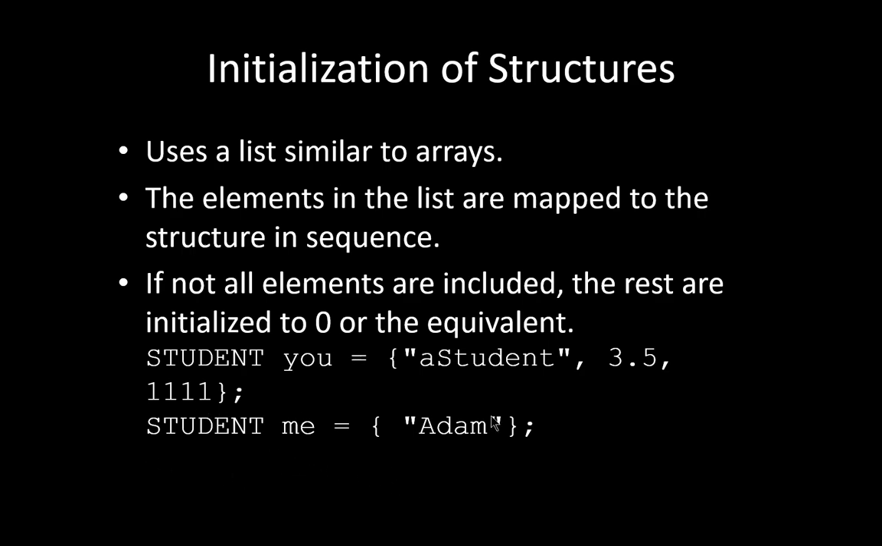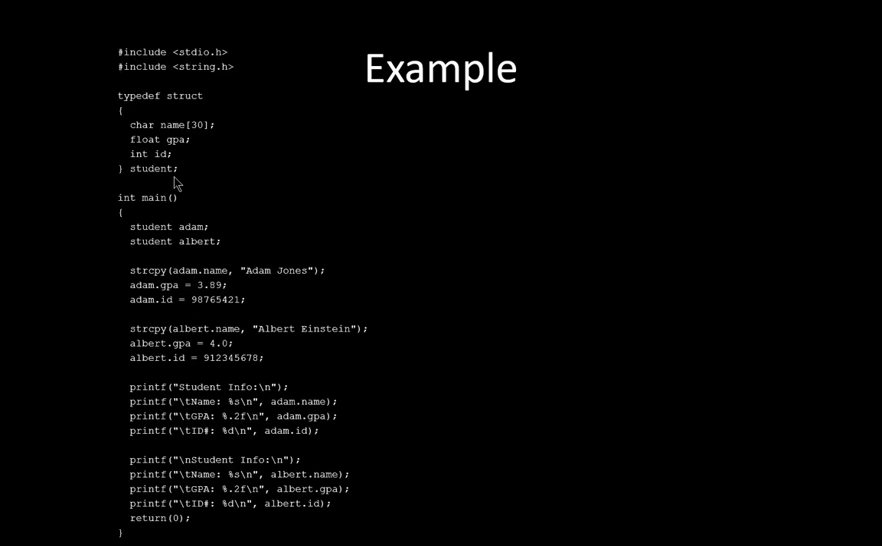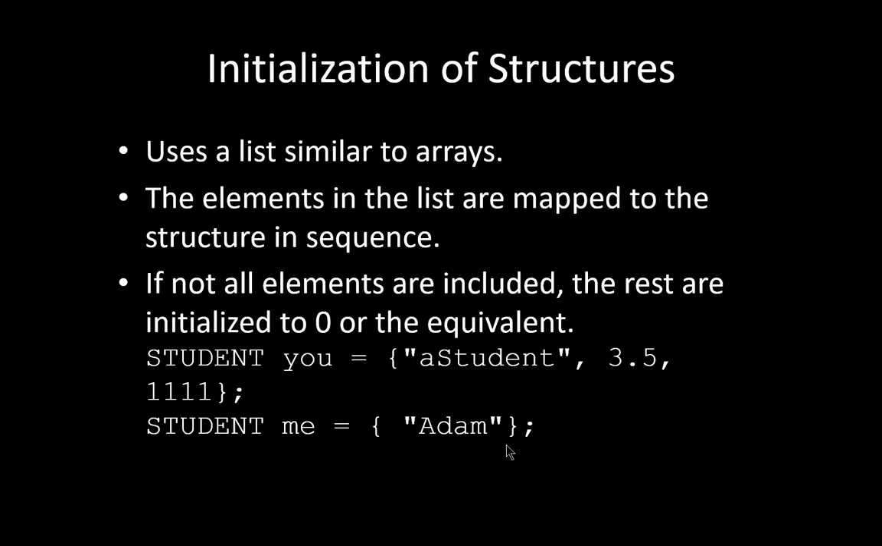And you can also do partial initializations of these. So if you want to just initialize the first field, it would just put Adam in the student.name because that was the first one of these here. And the rest of these would be initialized to garbage. You don't actually know what their initial value is going to be. So that's a bit of a disadvantage.